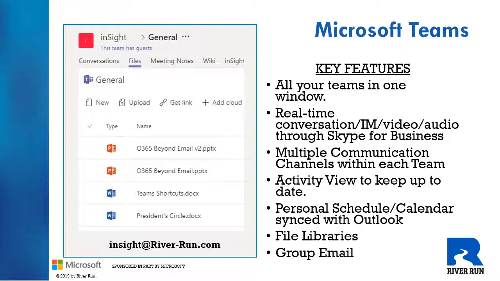Finally, if you're still looking for a distribution list or a group mail email address, it's available because each team will have its own email address. So simply emailing to that one email address, all members of the team will get that email.